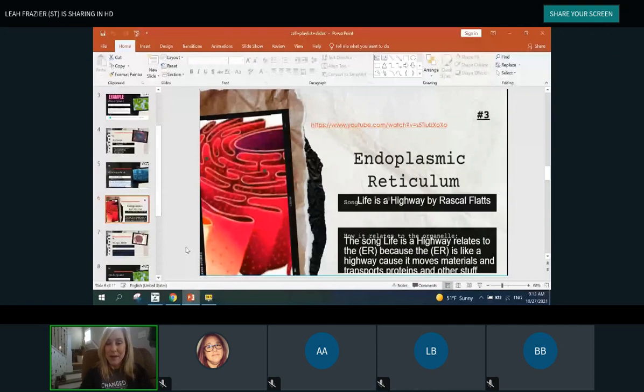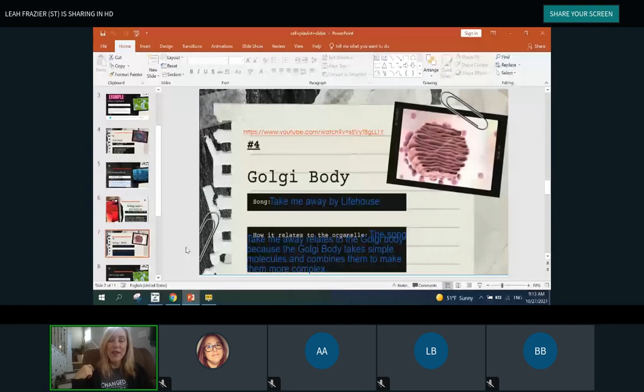She compared the endoplasmic reticulum to Life is a Highway by Rascal Flatts, right? I love this one too, because in the song Life is a Highway, it's going to take the ER. It is important for transporting things, just like we use our roads and our highways as modes of transportation. Perfect. I did not even come up with some of these clever ideas like you did.